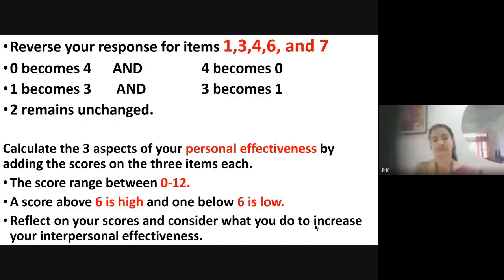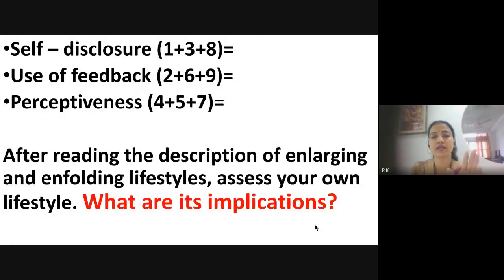Okay. Now you will calculate your personal effectiveness. Calculate the 3 aspects of your personal effectiveness by adding the scores on the 3 items each. So the 3 items, I will tell you how it is. Here are the 3 items. So you have to add item number 1, 3, and 8. And you have to add item number 2, 6, and 9. And for perceptiveness, item number 4, 5, and 7. Any doubts, you can just ask me.